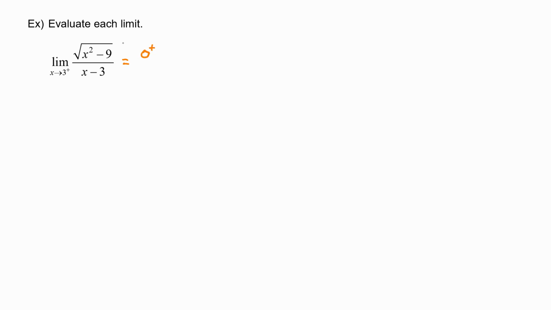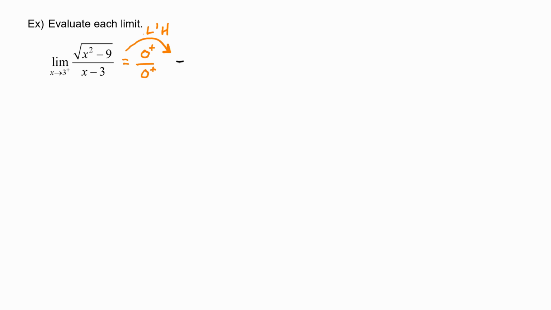So that's good because that means we're allowed to take the square root of that number. In the denominator, if we plug 3 coming from the right in, we would get 0 coming from the right. So because we have 0 over 0, that tells us that we are allowed to use L'Hopital's rule.